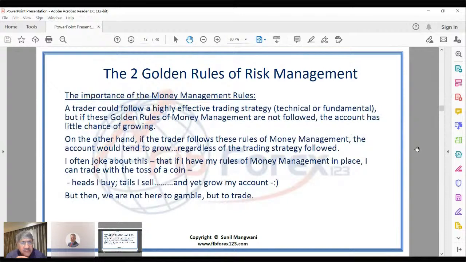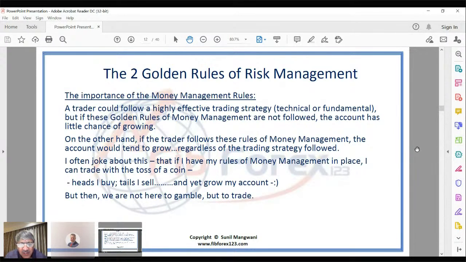Let's get into a little bit of detail, right? So, you could have, as a trader, a highly effective trading strategy. But if you do not implement these two golden rules, your account has little chance of growing, to be very honest. On the other hand, if I just follow these rules of risk management, I would grow my account regardless of whatever trading strategy I follow.